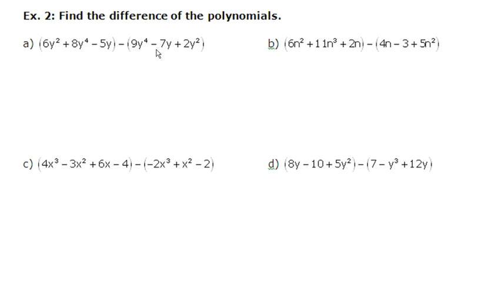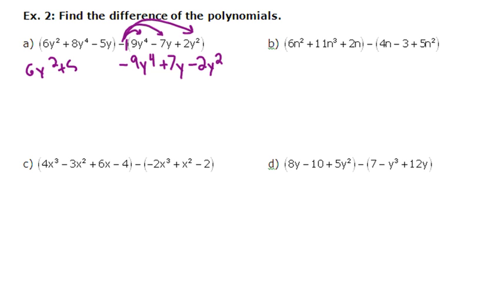Now we need to subtract them. The difference with subtraction is that I can't just combine like terms as it is. Remember, when you see a minus sign and then a parentheses, it's really like we're distributing a negative 1 to every term inside. So the first thing I'm going to do is distribute the negative sign. So this means I have a negative 9y to the fourth, a positive 7y, and a negative 2y squared. The parentheses in front, there's no negative out there, so I don't change anything about this. So I'm just going to rewrite it.